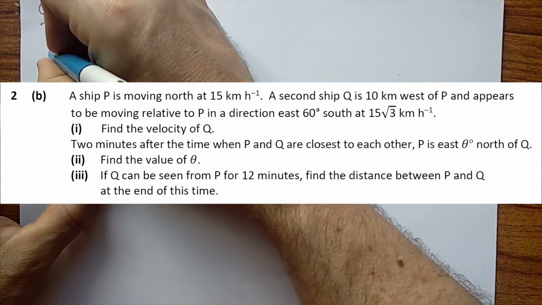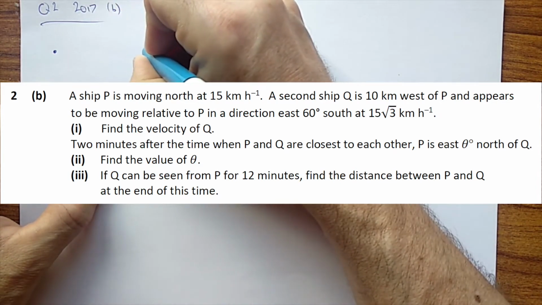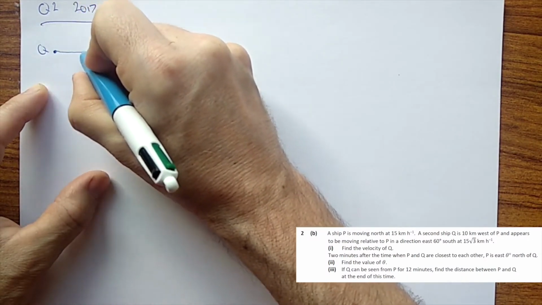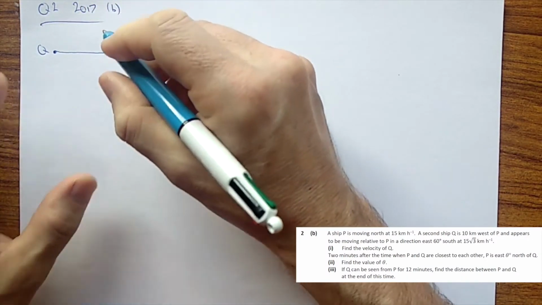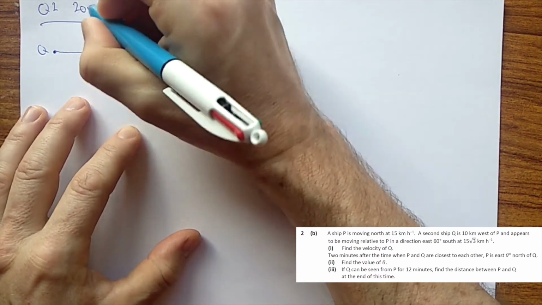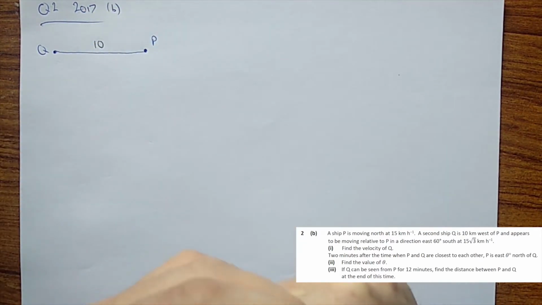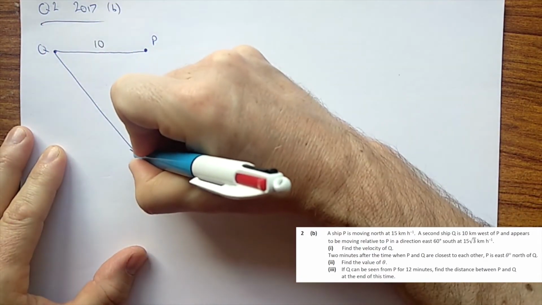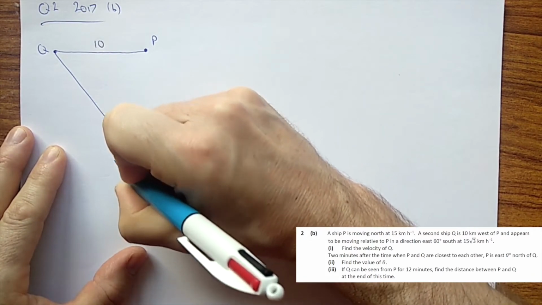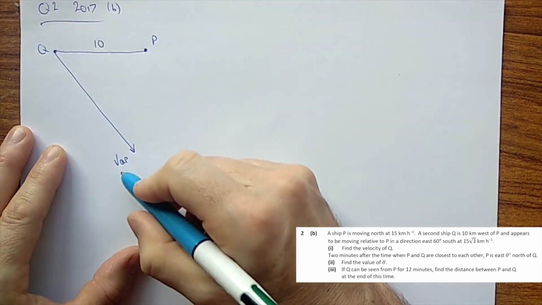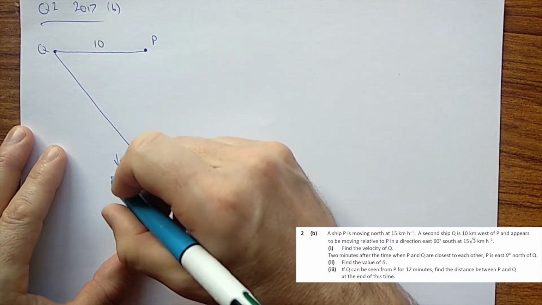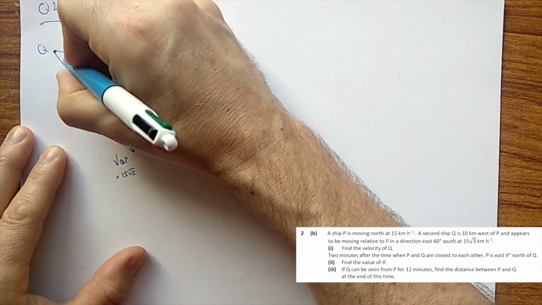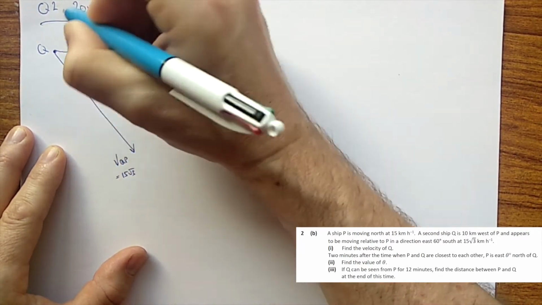So when we look at a question like this that seems apparently horrible, let's draw it out. So first things first, we know that Q and P, P was there, Q was there, and Q was east of P, which means directly to the left, and it was 10 kilometers east of it. What else do we know in this one? Well, we know the relative velocity, velocity of QP, was going off down this direction, equals 15 root 3, and it was going at 60 degrees.